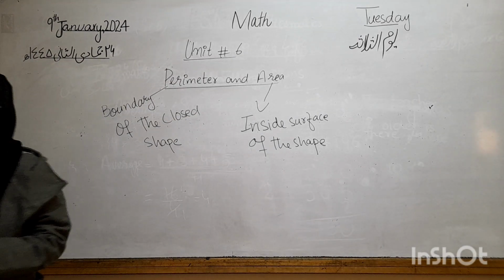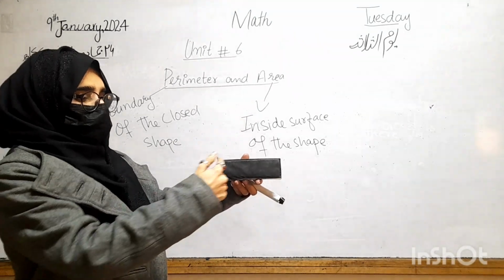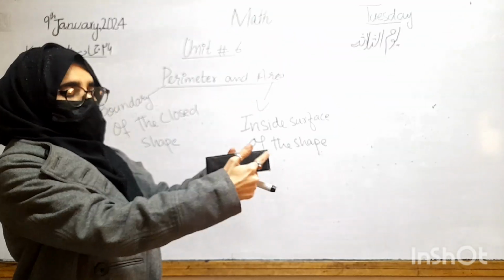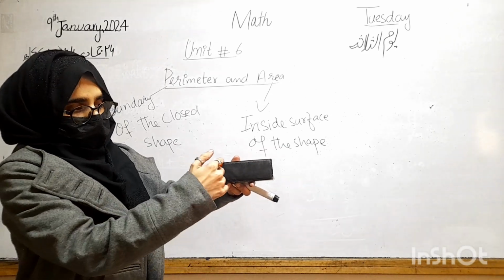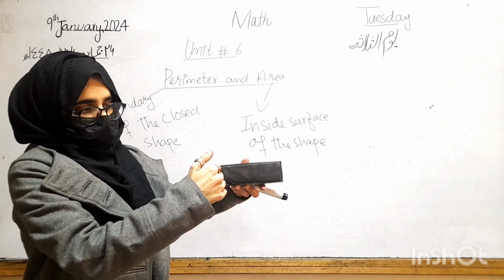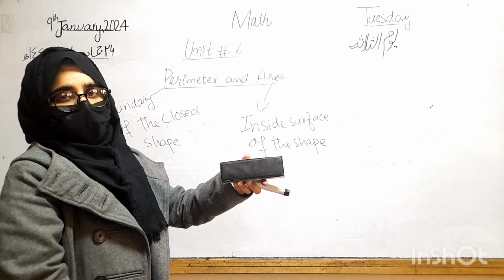For example, we have a duster. Duster is in rectangular form. Tell me class, what is the perimeter of this duster? The boundary of this duster is the perimeter and the inside surface is the area.